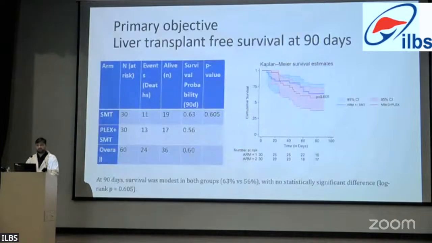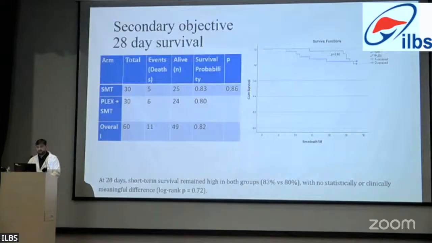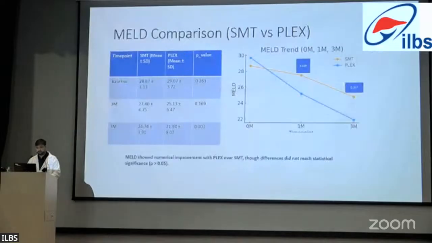So transplant-free survival at 90 days, survival probability in SMT group was 63%, and plasma exchange group was 56%, and overall survival was around 60%. In early survival, it was in SMT group 83% probability of survival, and plasma exchange group 80%.